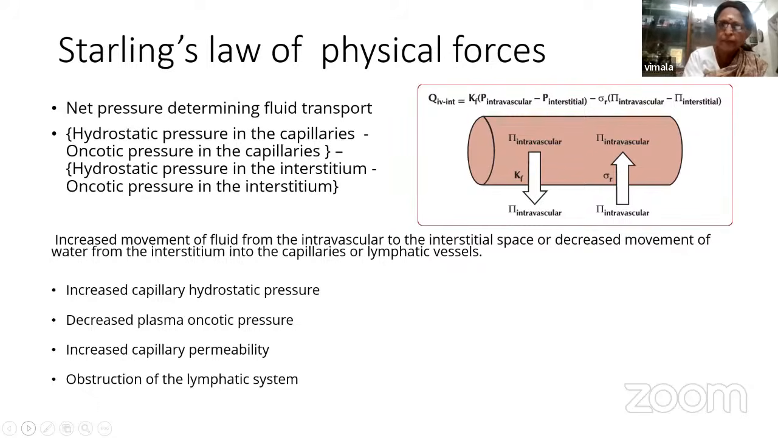Starling's law states when there is a capillary and there is an interstitium in which it is enmeshed, there is a hydrostatic pressure in the capillary which is trying to push the fluid from the capillary into the interstitium, right? There's a fluid in the capillary. Fluid is blood. Blood contains plasma and RBC. Plasma contains water with protein and lipids. Of this water, hydrostatic pressure will try to push the fluid always from the capillary to the interstitium.